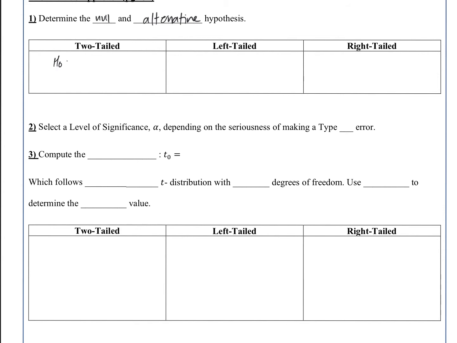Alright, so H naught, that's going to be mu is equal to, and in fact that will be the same the whole way along. So let me just go ahead and copy that and paste it to both, because it is the same. And then it's the alternatives that change. So for two-tailed, we have that it's not equal to. For left-tailed, we have that it's less than, and for right-tailed, we have that it's greater than.